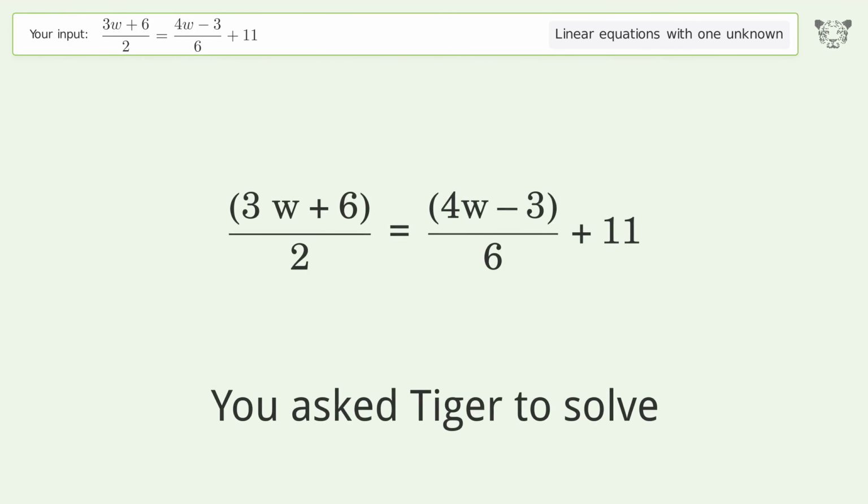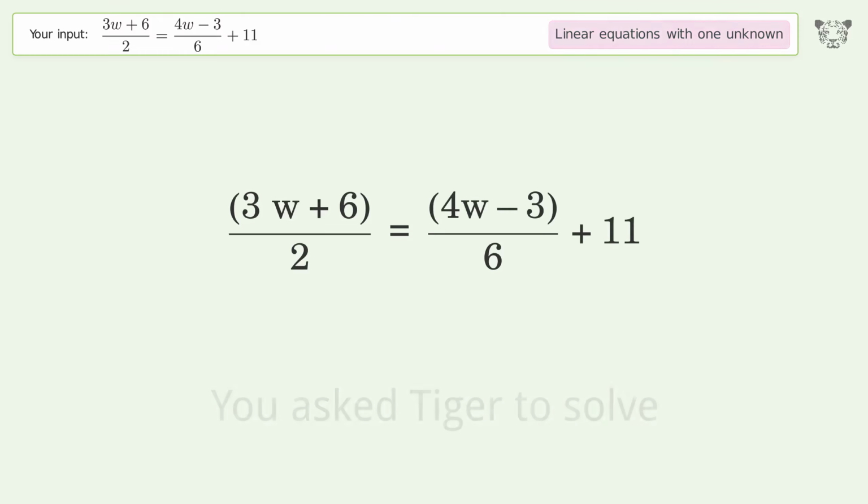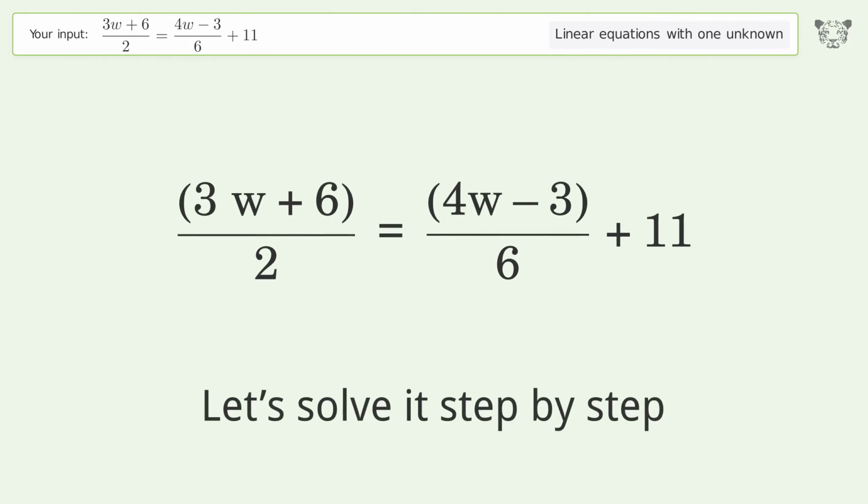You ask Tiger to solve. This deals with linear equations with one unknown. The final result is w equals 9. Let's solve it step by step.